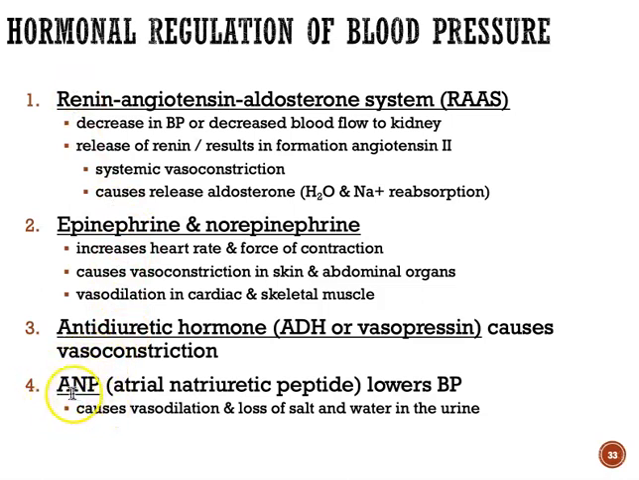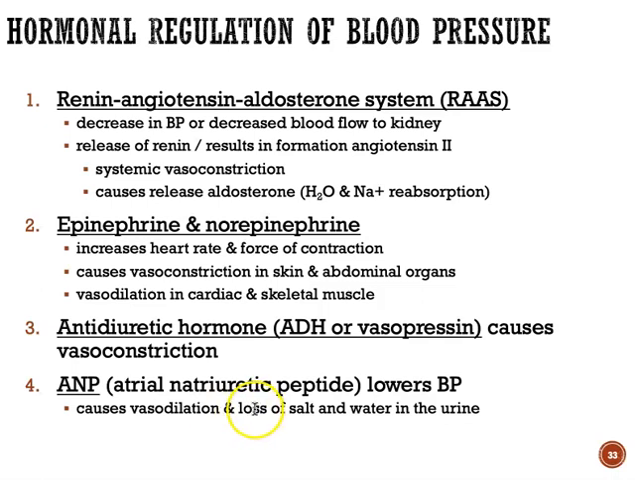Atrial natriuretic peptide is the one that is a little bit different than these others. It is there to help lower blood pressure. So instead of causing vasoconstriction, it does the exact opposite. It causes vasodilation. So again, that would decrease resistance in the blood vessels, therefore decreasing mean arterial pressure.